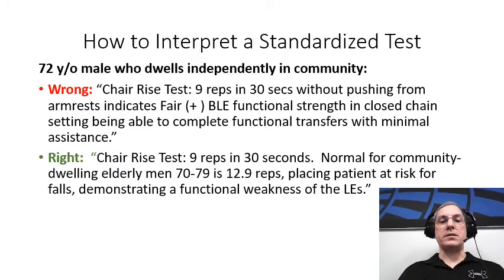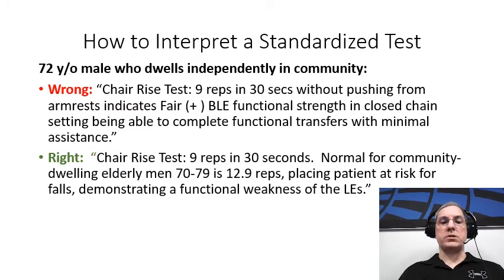The other thing is that you cannot say that 9 reps in 30 seconds for a 72-year-old male indicates fair plus strength. That does not correlate. It's not a direct look at good, fair, poor, things like that for strength, and so it's not a proper interpretation. Now let's look at how the therapist might have interpreted the same test given the fact that this was a 72-year-old male dwelling independently in the community.